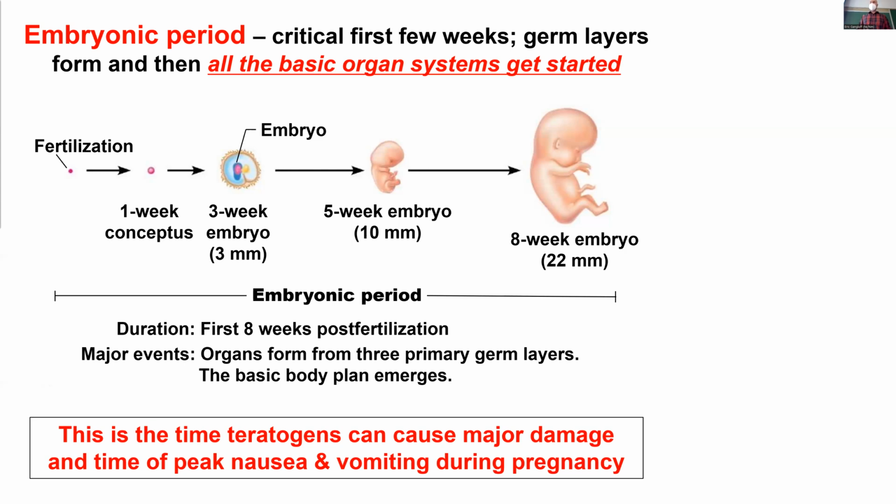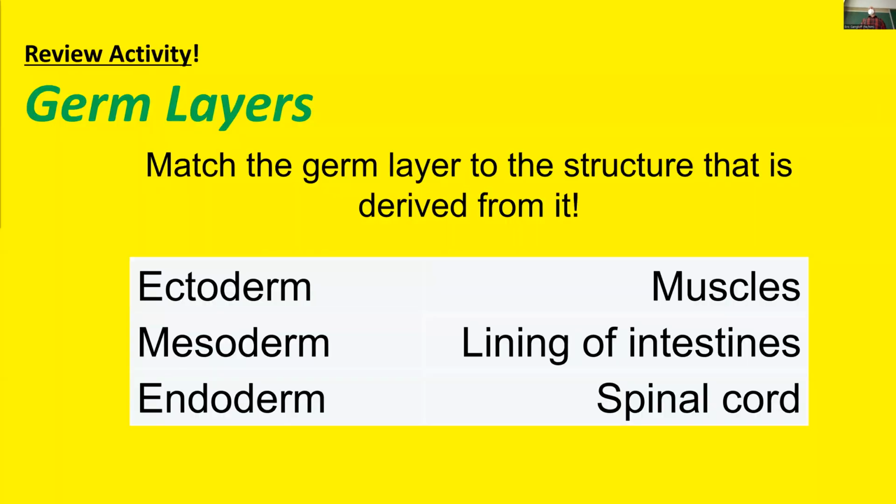Now, the embryonic period is when those 3 germ layers are laid down. You remember that they are referred to as the ectoderm, mesoderm, and endoderm. So in your notebook right now, we're going to play a quick matching game. Just simply make this little table in your notebook and match the germ layer to the structure that emerges from each of those germ layers. So just make that table and then draw a line connecting them. I'll show you the answer in a second. Just a review activity here.